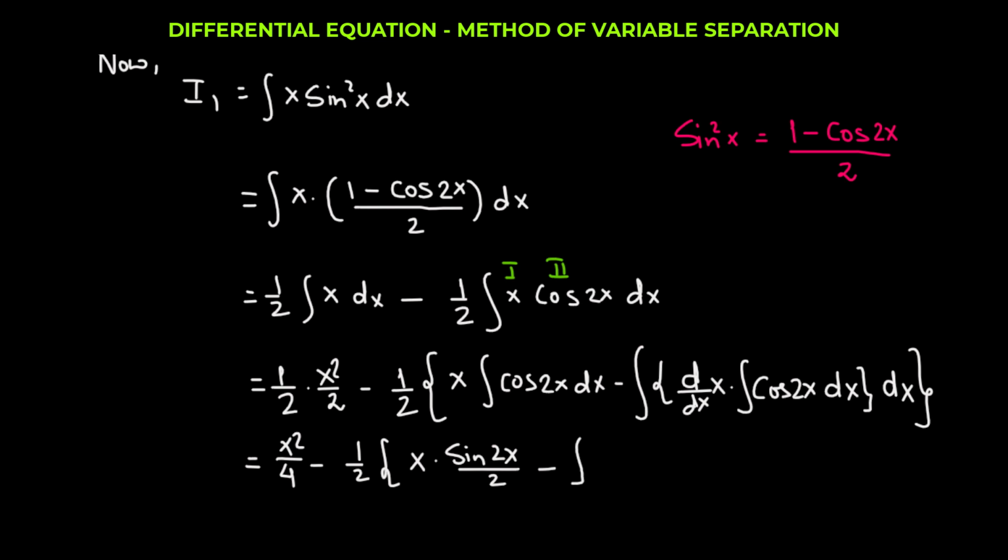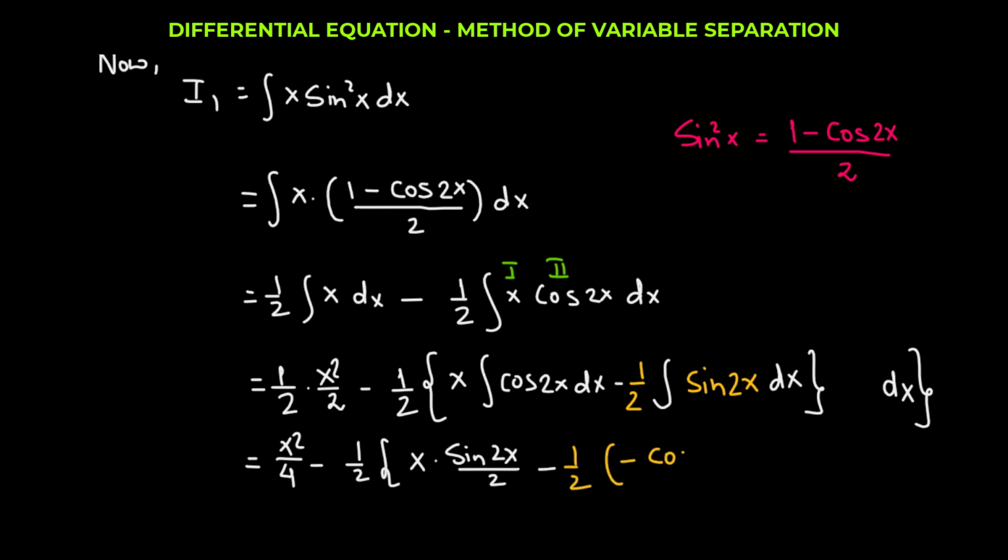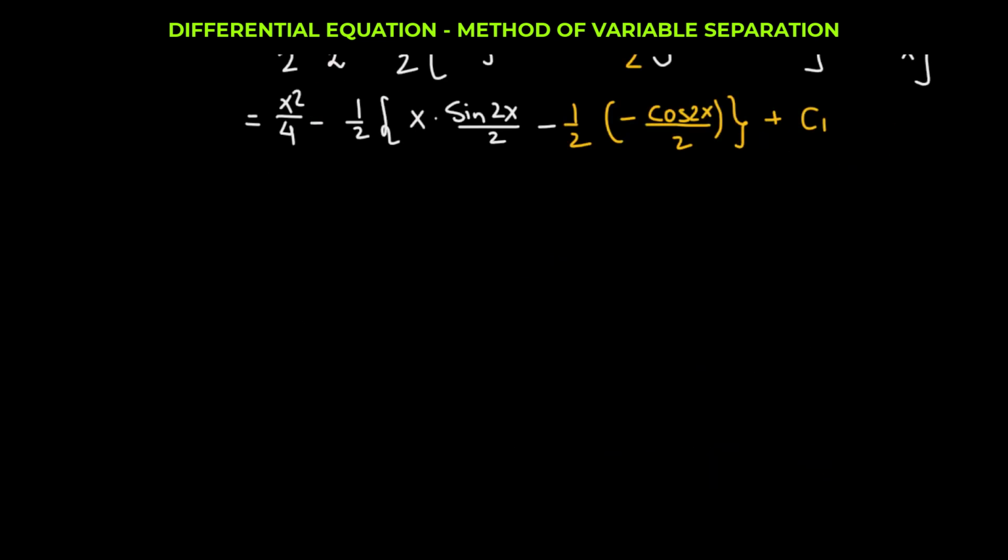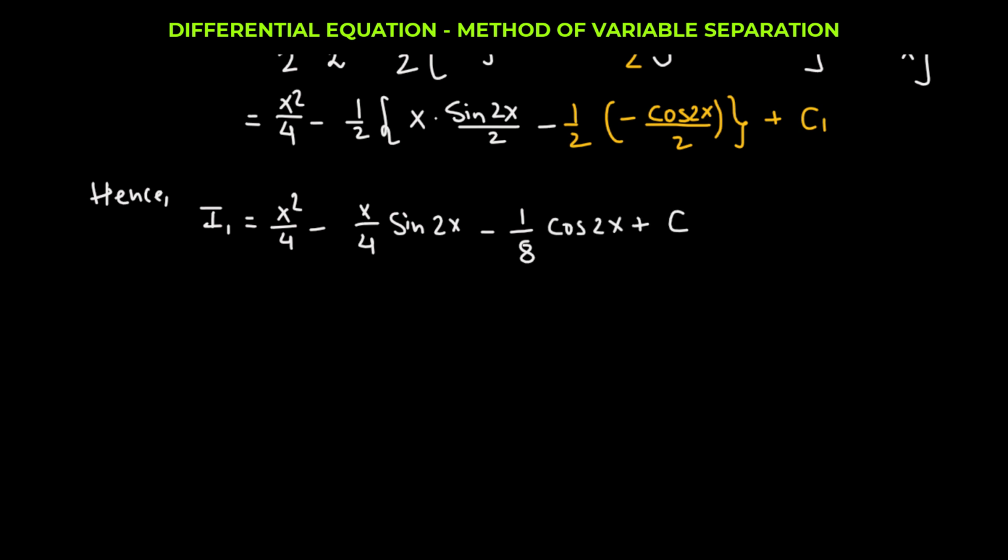So the derivative of x with respect to x is 1 and the integral of cosine 2x will be half sine 2x, such that we get. Then again, integrating sine 2x with respect to x gives us negative cosine 2x over 2 plus the constant of integration c1, and that gives us I1 equals x squared over 4 minus x over 4 times sine 2x minus 1 over 8 times cosine 2x plus c1.